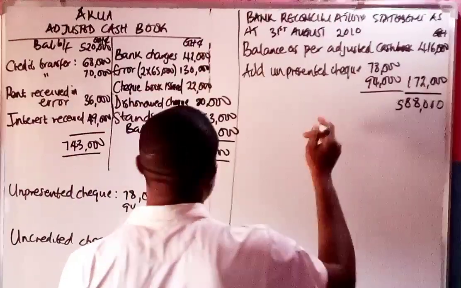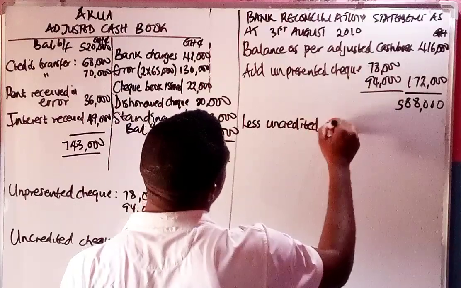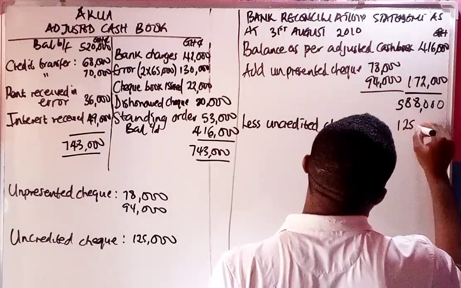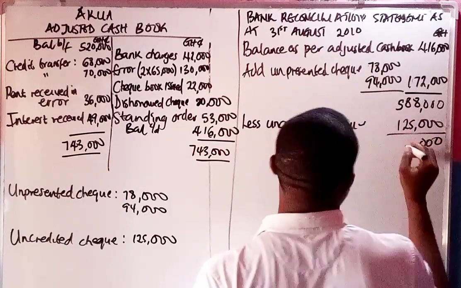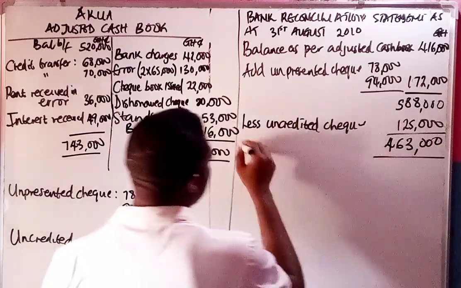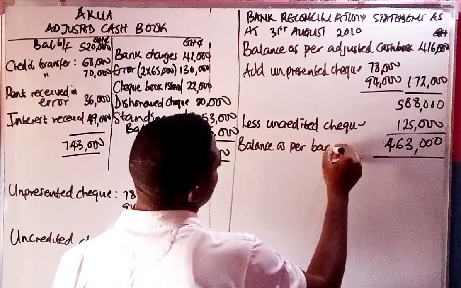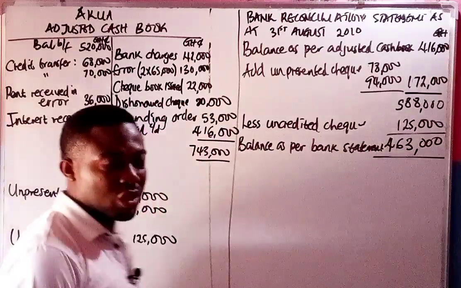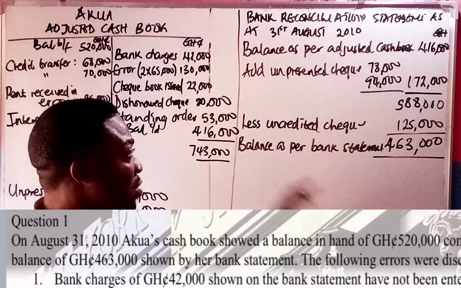So we'll now have uncredited check. We're going to less it. So we'll have the less uncredited check. The uncredited check here says 125,000. So this minus this is 0, 0, 0. 8 minus 5 is 3. 8 minus 2 is 6. And 5 minus 1 is 4. That's 463,000. So this will now be the balance as per bank statement. Okay, now if you check in the question above, you'll see there that the balance as per bank statement is 463,000 Ghana cedis. So that is how to prepare this.